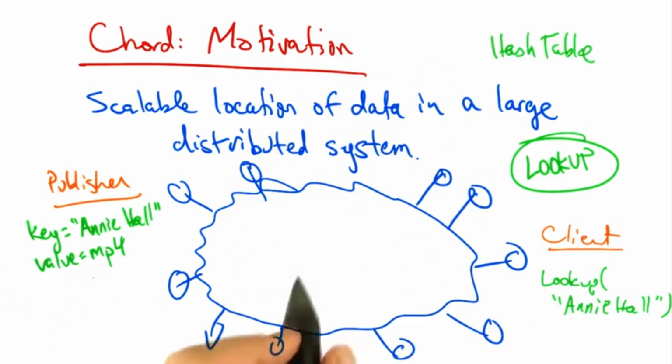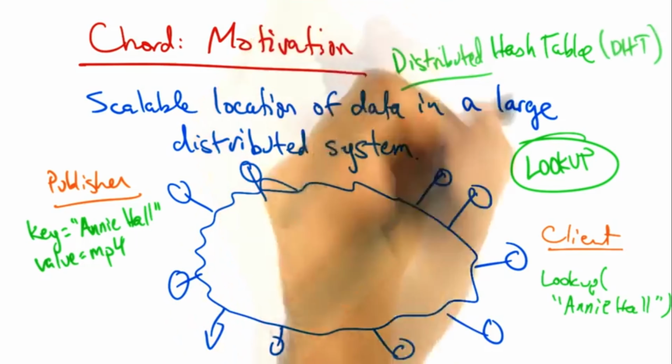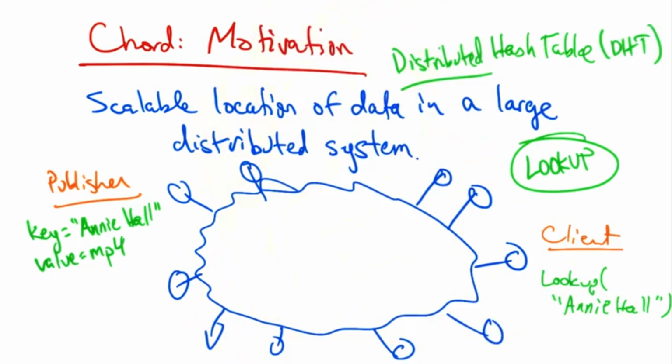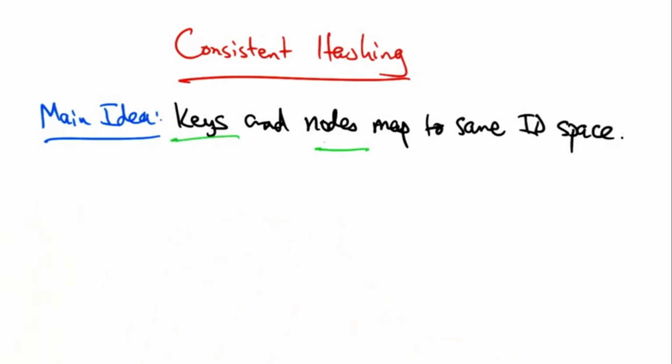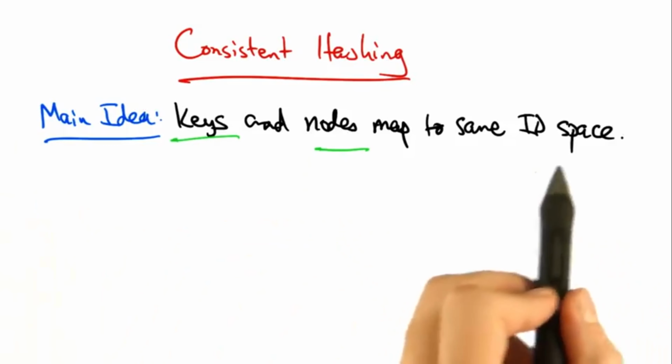But the thing that makes this problem interesting is that the hash table isn't located in one place, but that it's distributed across the network. So what we're trying to build is what's called a distributed hash table, or a DHT. The way that we're going to build this is using a mechanism called consistent hashing. In consistent hashing, the main idea is that the keys and the nodes map to the same ID space.